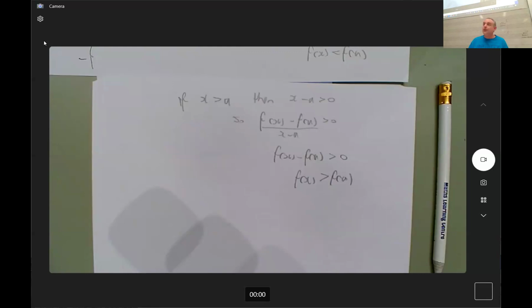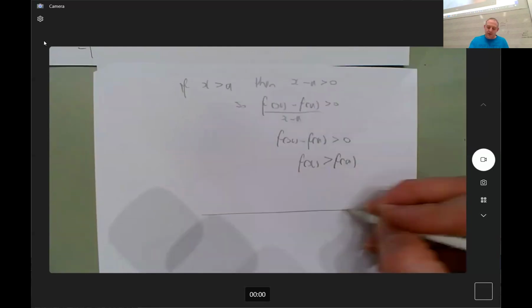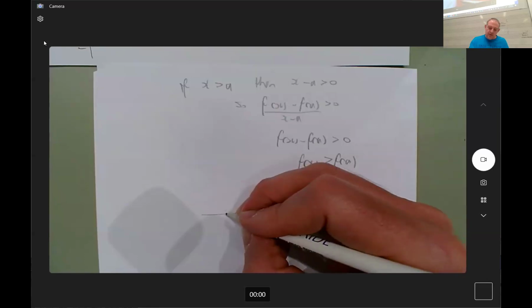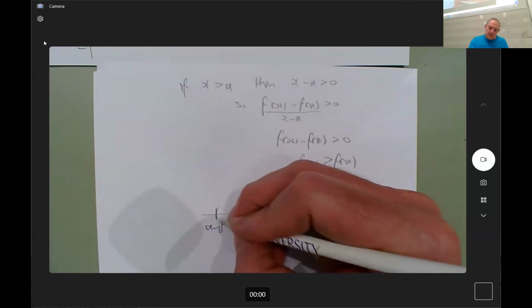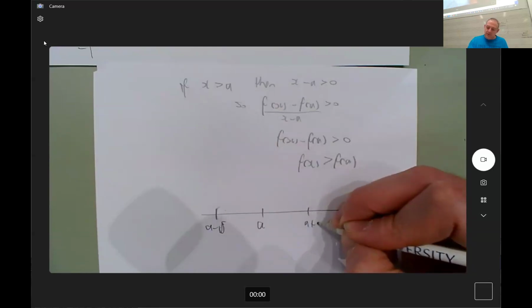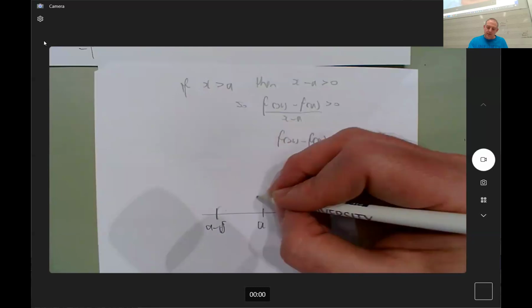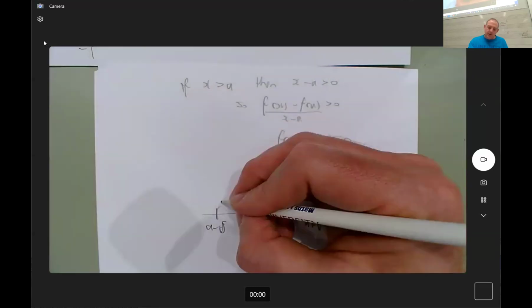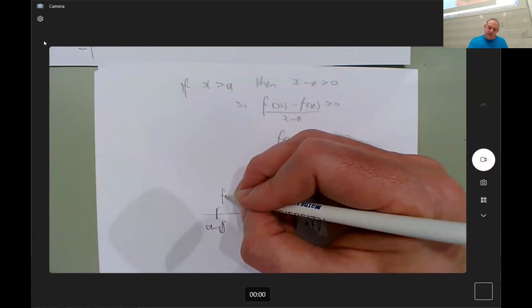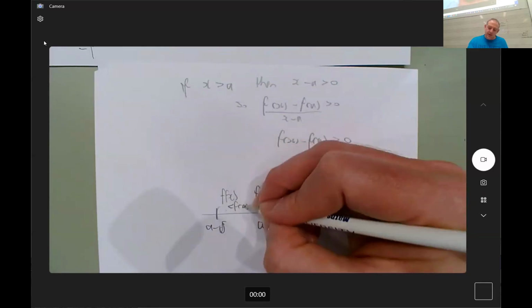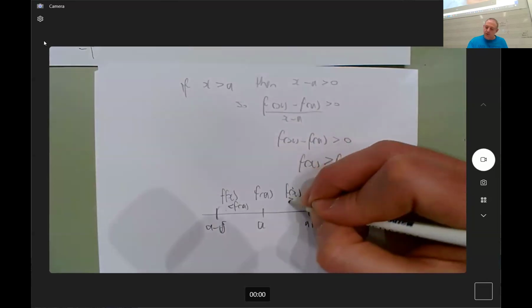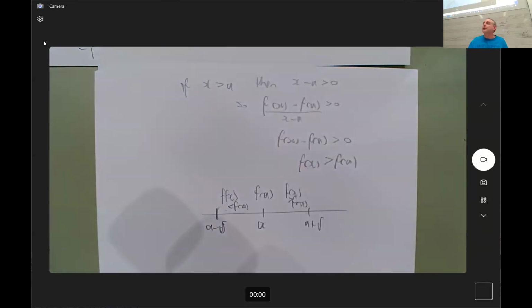That is definitely true. So what we have here is that here is a, and here is a minus delta, and here's a plus delta, and we have an f of a here, and here f of x is less than f of a, and here f of x is more than f of a. That's what we know so far, as long as the derivative is positive everywhere in there.